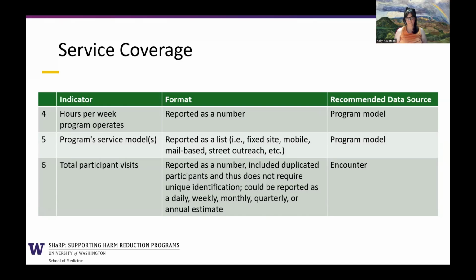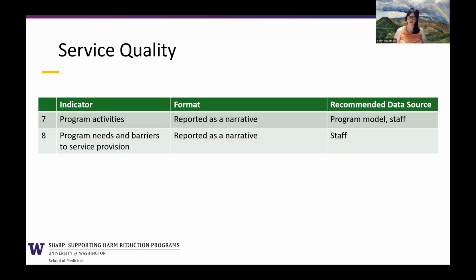The third domain is service quality, which is concerned with the effectiveness of services at improving the well-being and meeting the self-identified expectations of participants, staff, and volunteers. So the indicators in this domain are program activities and program needs and barriers to service provision.